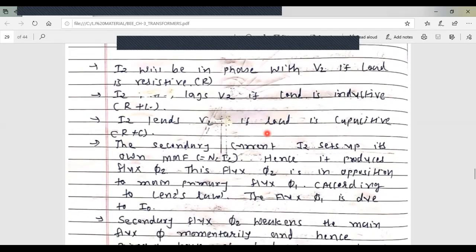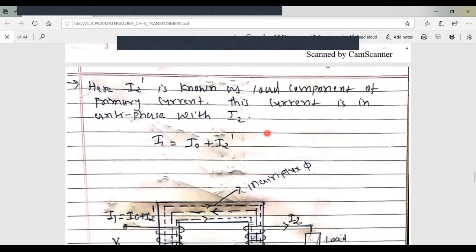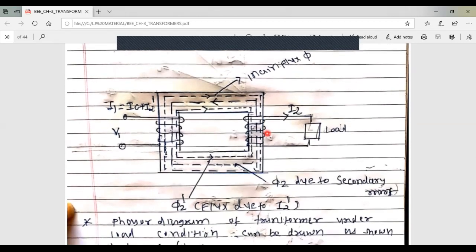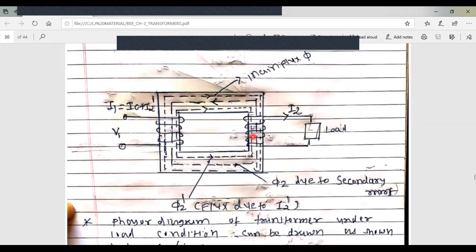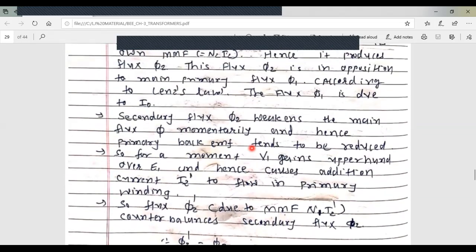See here, first of all, we can see the figure of practical transformer on load condition. So this is the figure. See here, primary winding, secondary winding. Here load is connected at the secondary winding. It means that this practical transformer is working on load condition. So now we will see how that load affects the performance of the transformer.